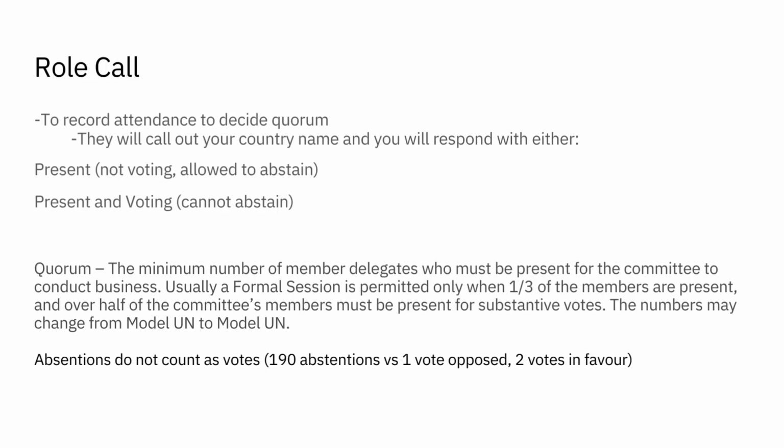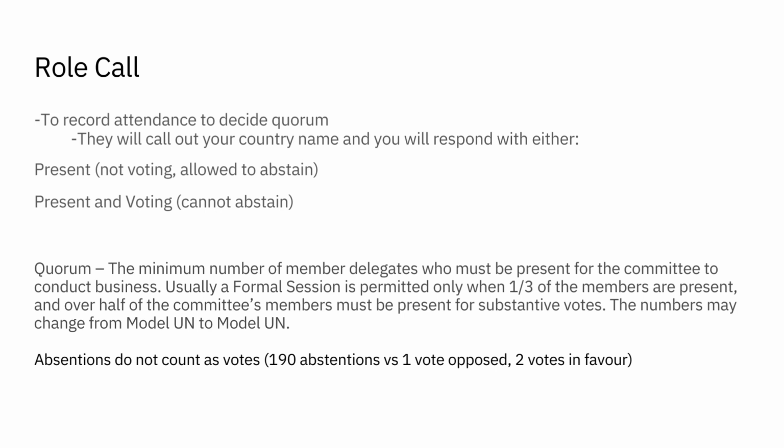Roll calls happen at the beginning of debates, at the beginning of the committee session, just to make sure that everyone's there. You have to record attendance, and you have to make sure there's quorum. Quorum is the minimum number of delegates needed to be present in the committee so that you can actually have the committee running.